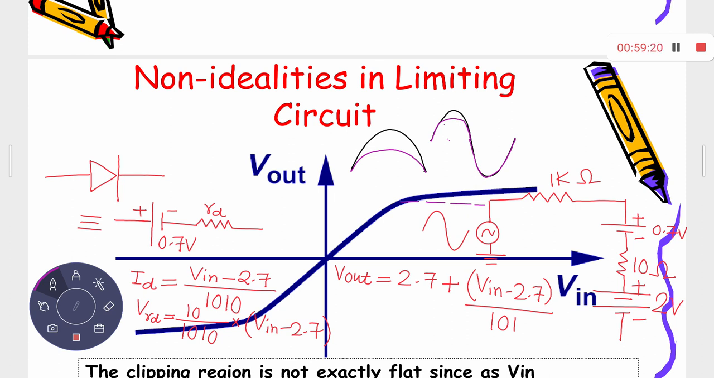Although I am saying that it will be constant, if I incorporate the practical diode model, there is a drop across the diode. Here you have considered only 10 ohms, so you understand that (V minus 2.7) by 101 can be neglected, very small. For example, suppose V is equal to 5 volts, then 5 minus 2.7 is 2.3 upon 101.